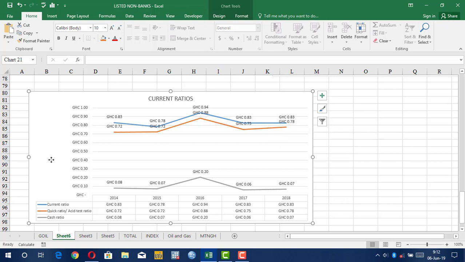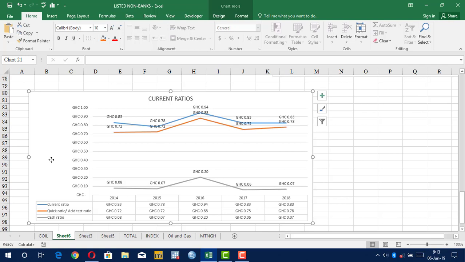So this tells us how liquid the company is. Mostly industry players say that the best should be above 1 or 2, meaning that you are able to pay up your short-term debts, because we are comparing current assets and current liabilities.